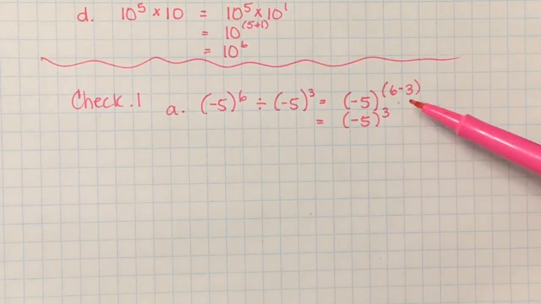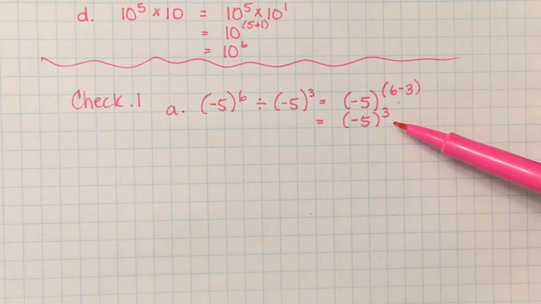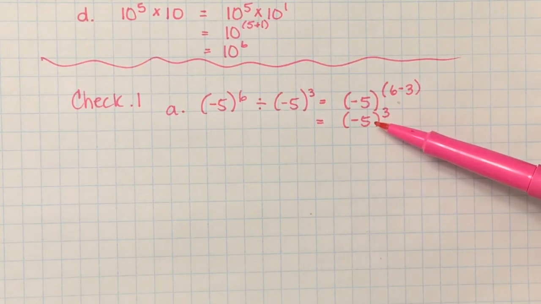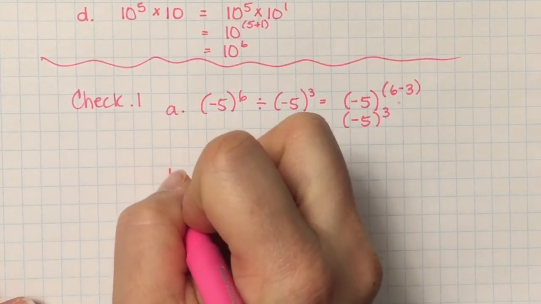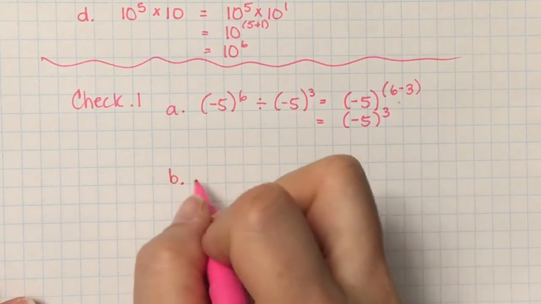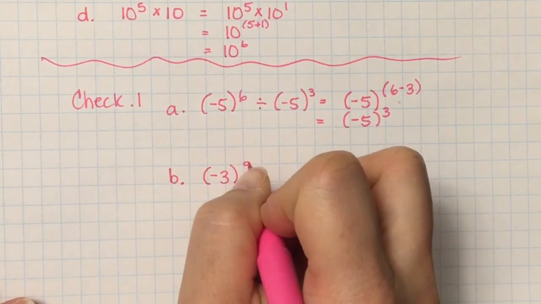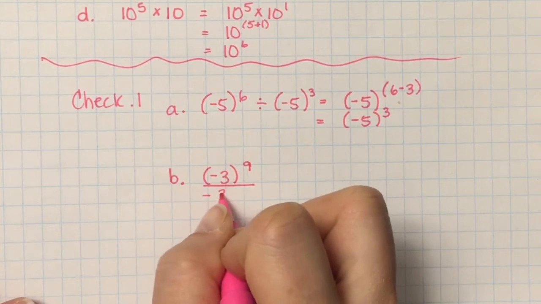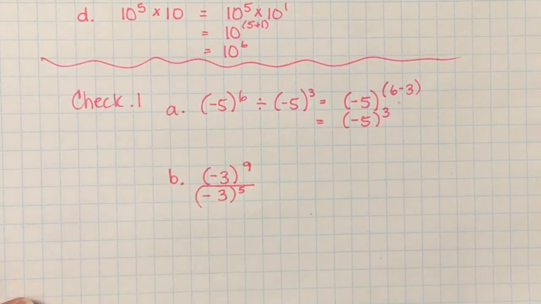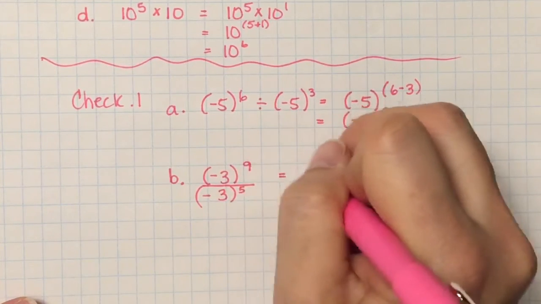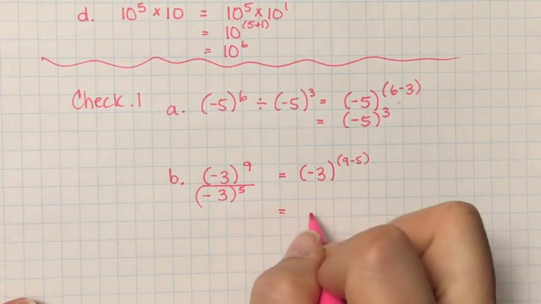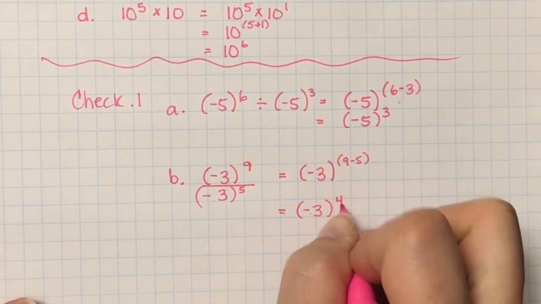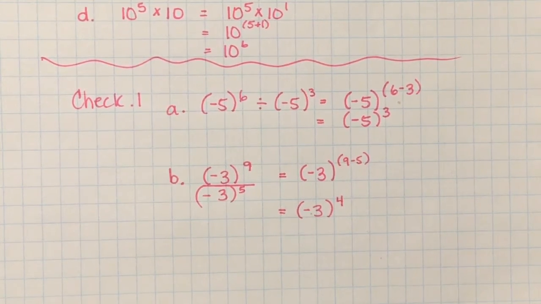Okay, so if we're trying to write as one power, this is where we stop. When we say evaluate, then we would figure out what minus 5 cubed actually is. Okay, let's try another one. Negative 3 to the 9 over negative 3 to the 5th. What do you get? Right on. Awesome. Okay, so I think you got this.